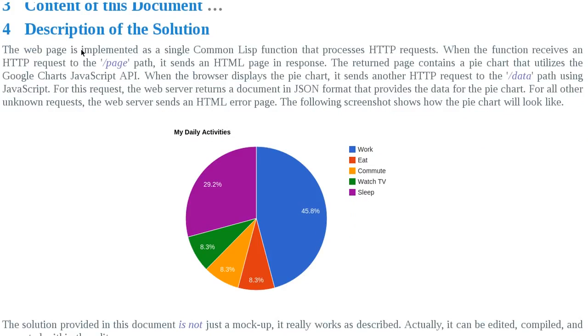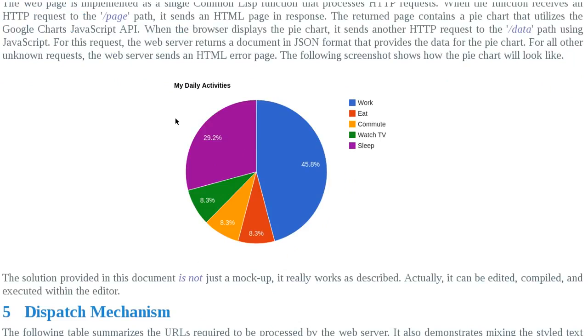Let me talk a little bit about the web page that is implemented in this example. It's a very simple HTML page that uses the Google JavaScript API to display a pie chart that is similar to this image. To make the example more complex, the pie chart downloads its data in a separate HTTP request in JSON format. The web page also includes a trivial style sheet. As you will see, all of this is part of the document and is implemented in a single Common Lisp function in the server. Actually, the function can be compiled and executed within the editor.